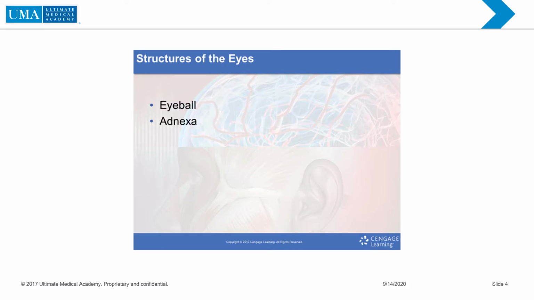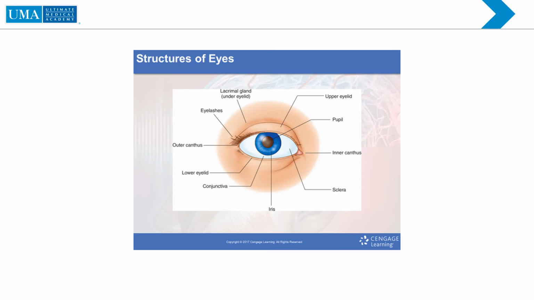Here we have the structures of the eye. So we would have the eyeball and the adnexa. Now what's important to note here is that each structure will have substructures within itself, and we'll take a look at those. Here we have the structures of the eyes. Now the structures of the eye would include the eyeball and the adnexa that are attached to or surround the eyeball itself. We can see here some of those structures.